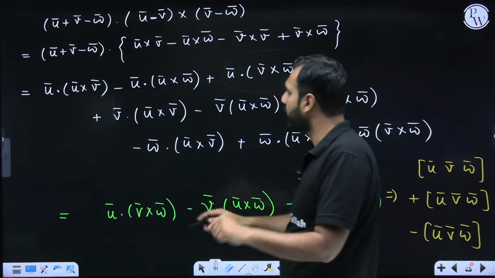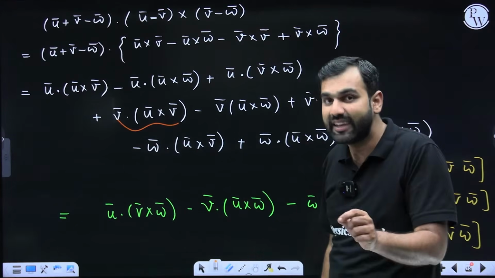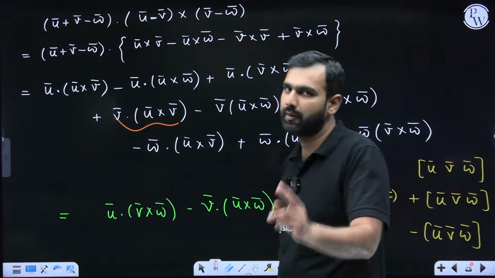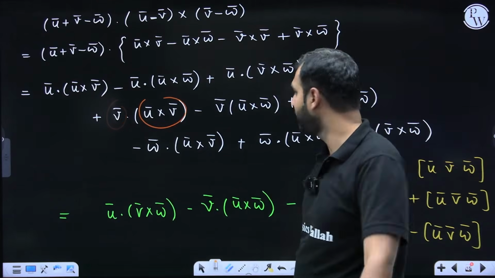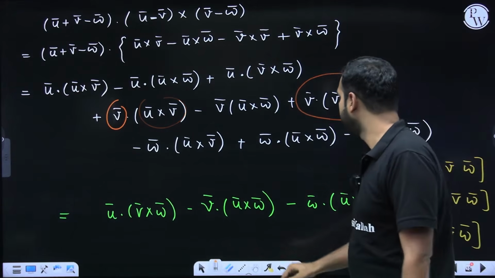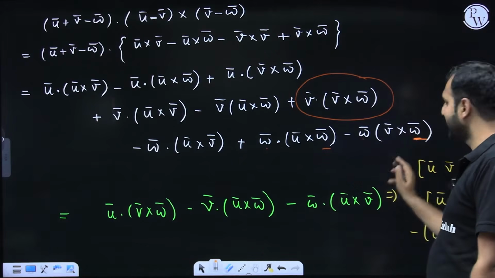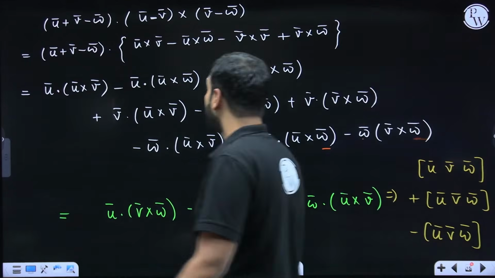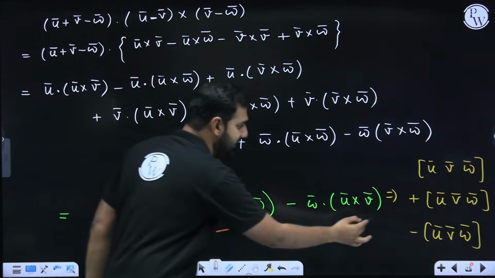In the second product, v dot u cross w, v dot u cross v, I repeat, v dot u cross v will be perpendicular mutually. This will be perpendicular to this, which means dot product will be 0. Here also v dot v cross w will be 0. So this is discarded. Similarly, w dot this will get discarded because they are perpendicular. So I'm left with 3 products only, which are this, this and this.